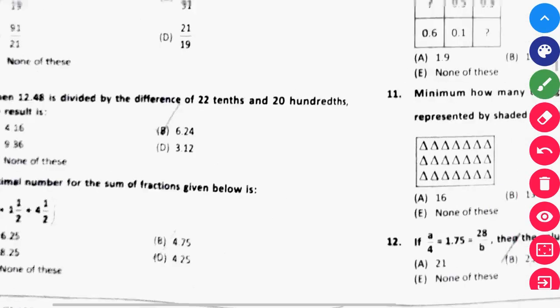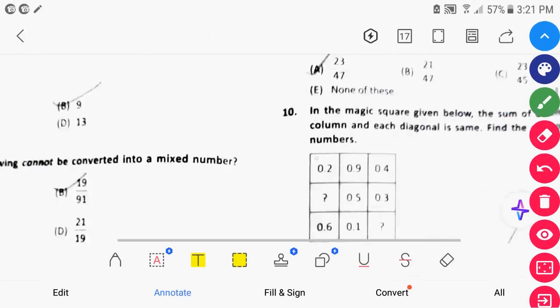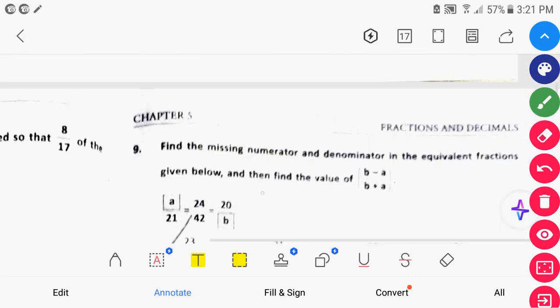Now the next one. Find the missing numerator and denominator in the equivalent fraction given below. Then find the value of b minus a and b upon a. Now we all learned that if the fractions are equivalent fractions, then their simplest form is common.